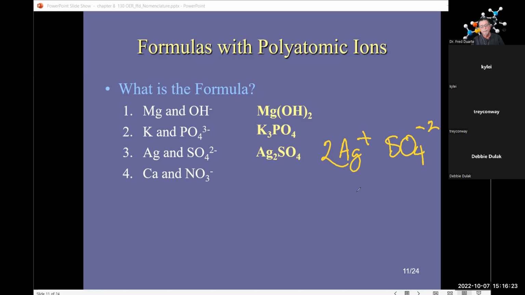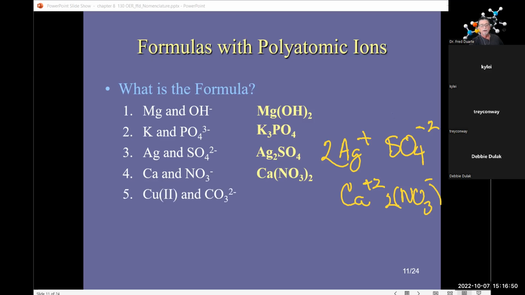Calcium has a +2. We're given nitrate, which is -1. That means we need 2 of the nitrates, meaning we have to use parentheses because we need 2 nitrates, since each nitrate has a -1. So its formula becomes Ca(NO3)2, with subscript 2.